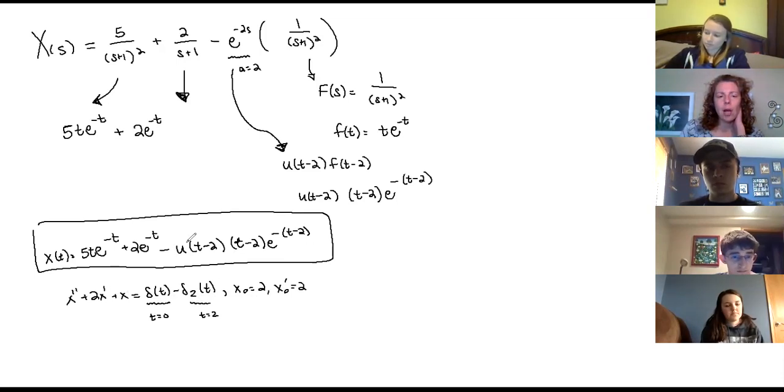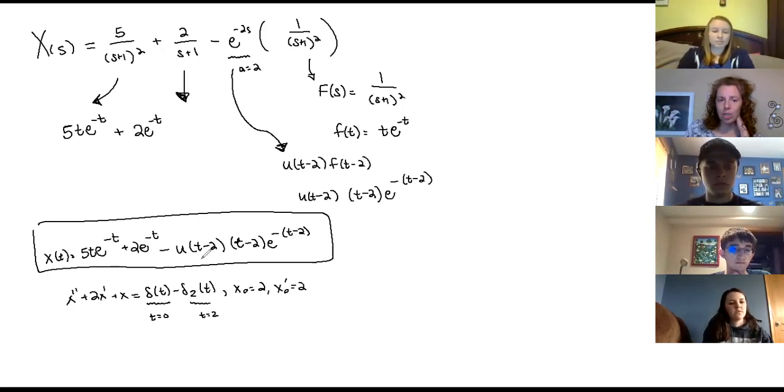This third part of your solution, and remember the solution describes the motion of the object, doesn't kick in until time t equals 2. That makes sense because at time t equals 2, we gave the object another shove and changed its motion. So here's the motion of the object with the first shove, and then here's how that motion changed when we shoved it again at time t equals 2. We've got two pieces to our solution that gives us the motion of the object.